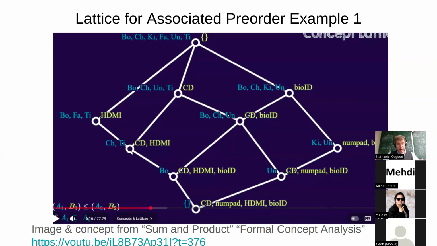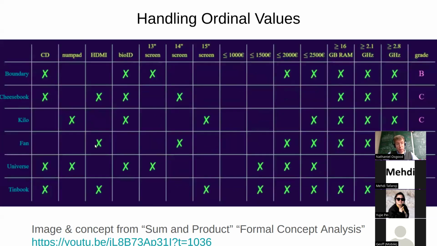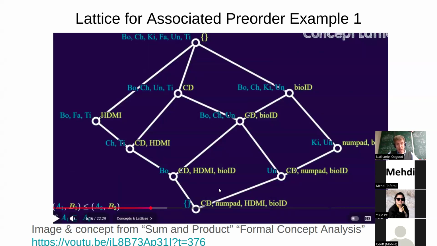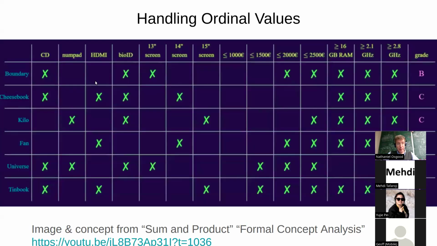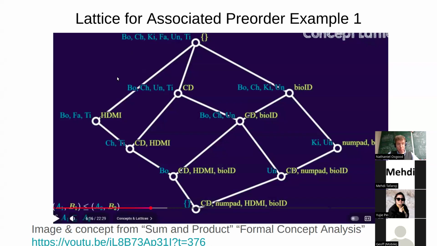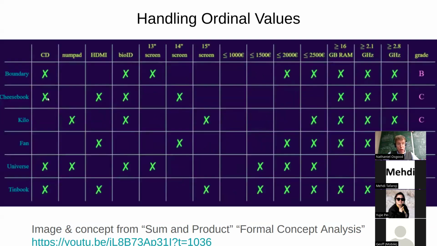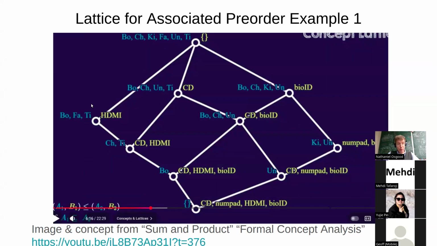I will note that this should have had a BO next to this. So there should have been boundary book, because the boundary book has CD, HDMI, and BioID. Oh, it should have an HDMI. Okay, it's probably a different one. This is probably like CH, the cheese book. Yeah, this should be cheese book. I think that's right.